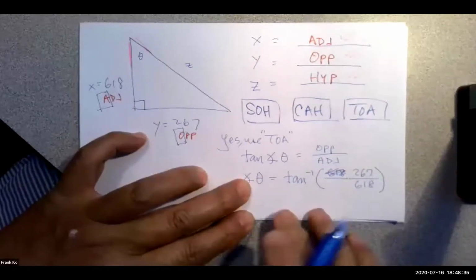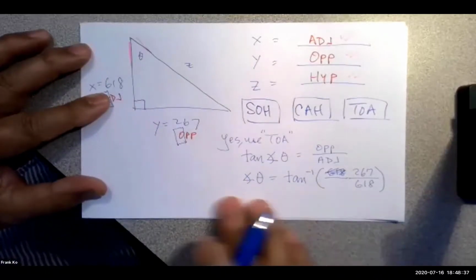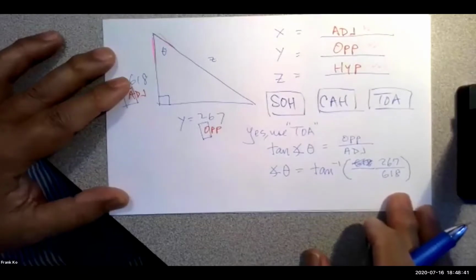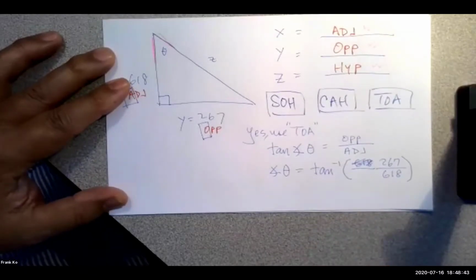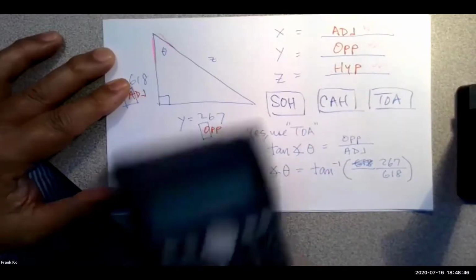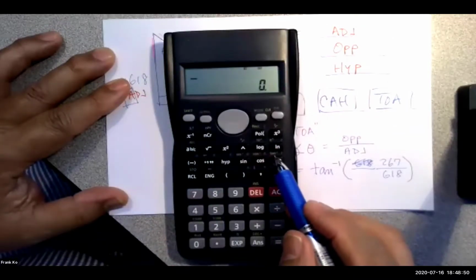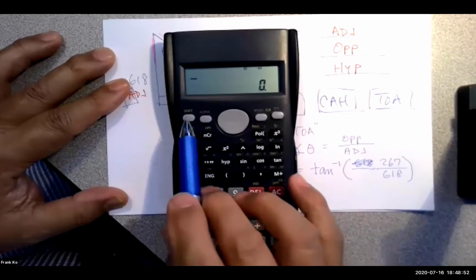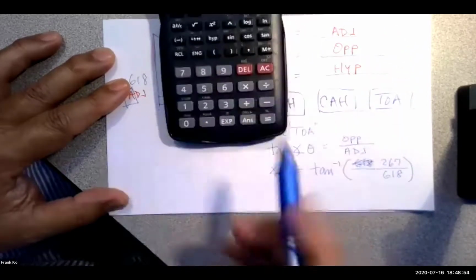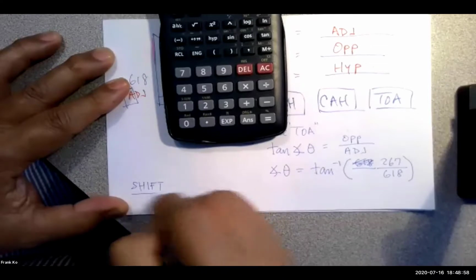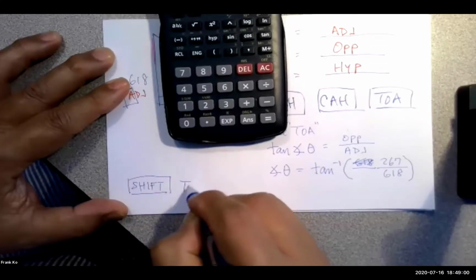Then close parentheses. So how do I key this into the calculator? It's blazingly simple. On your calculator, your tangent function is shown as a yellow function, tangent -1. So you have to hit the shift key. So on your calculator, you will do shift tan.